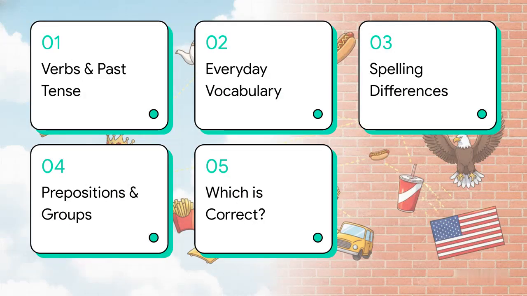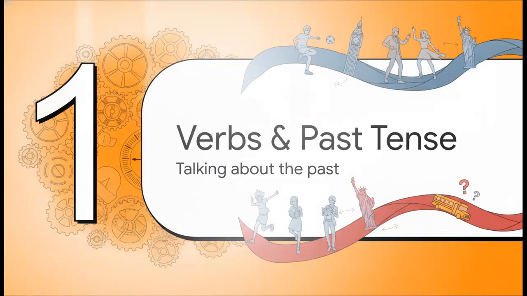Okay, let's dive into this. We've got a clear roadmap for you today. 1. Verbs in the past tense. 2. Everyday vocabulary and phrasing. 3. Spelling rule differences. 4. Prepositions and group nouns. And finally, number 5. Which English is correct? Section 1. Verbs and the past tense.